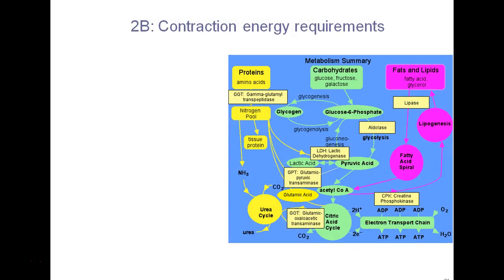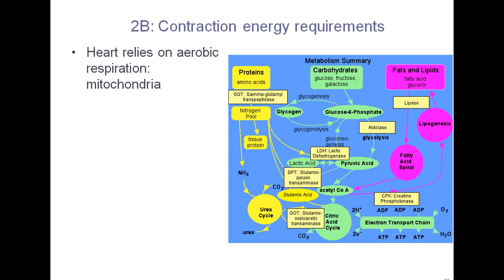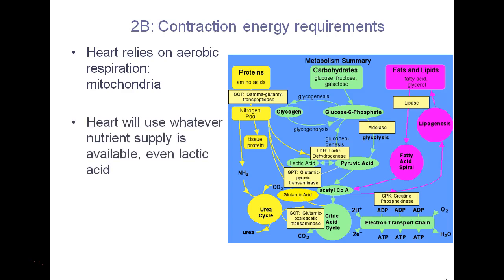We are about ready to wrap up our discussion on the heart, and we might think about energy requirements for the heart. Now, I do not expect students to memorize this diagram shown on this page, but the main idea about this diagram is that the heart relies on aerobic respiration, and aerobic respiration is supplied by mitochondria. So we're going to have lots of mitochondria in this cardiac muscle. The heart will use whatever nutrient supply is available, even lactic acid.